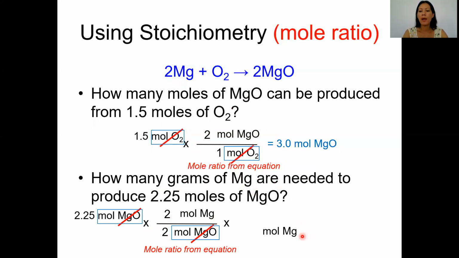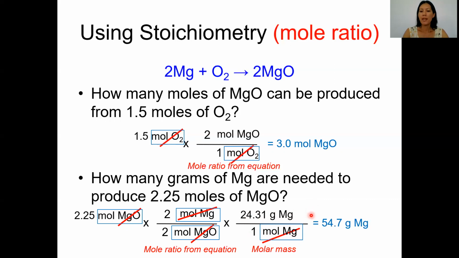So I go from moles of magnesium. How do you get to grams? The only way is molar mass. Put the grams on the top. Now what numbers do you use? It's always 1 mole for molar mass, and then read the atomic mass off the periodic table, 24.31 grams. Moles of Mg cancel. I'm sorry, not your product, your starting material, 54.7 grams of magnesium.